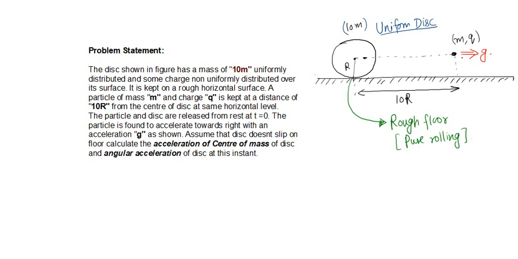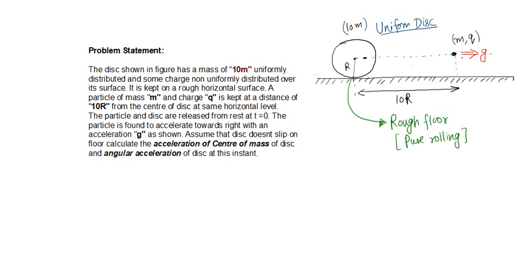So there is a particle of mass m and charge q, kept at a distance of 10r. This is the distance between the center of the disk and the particle. The particle and the center of the disk are at the same horizontal level, which means the distance of the particle from the ground is also r. The particle and the disk are released from rest at t equal to 0.